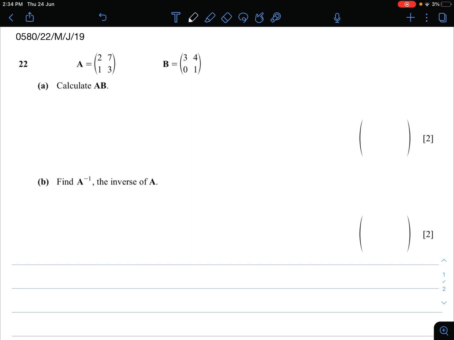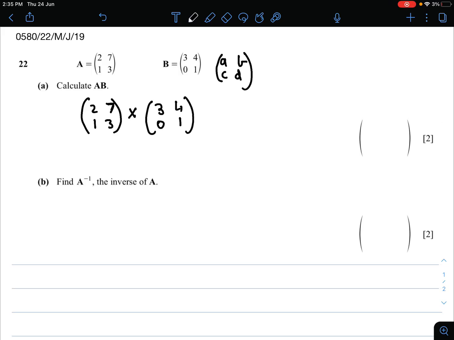Welcome to ANS Solver question 22. Calculate AB. So firstly, a 2 by 2 matrix is written in the form A, B, C and D. Now, we have to work out the matrix A multiplied by the matrix B.